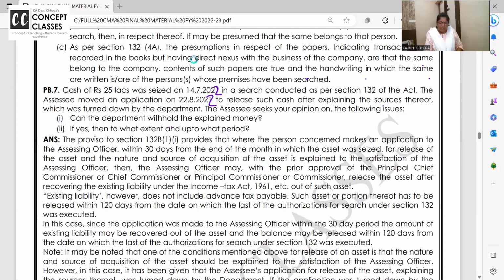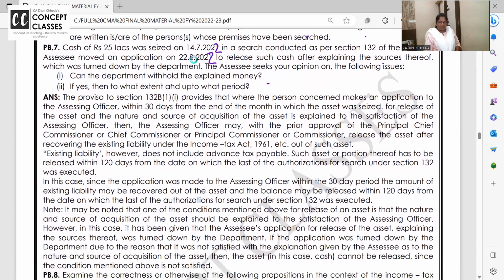Can department withhold the explained money? If yes, then to what extent? The proviso to section 132B provides that where the person concerned makes an application to AO within 30 days from the end of the month in which asset was seized for release of the asset and the nature and source of acquisition is explained, then the AO may, with the prior approval of the principal chief commissioner, release the asset.